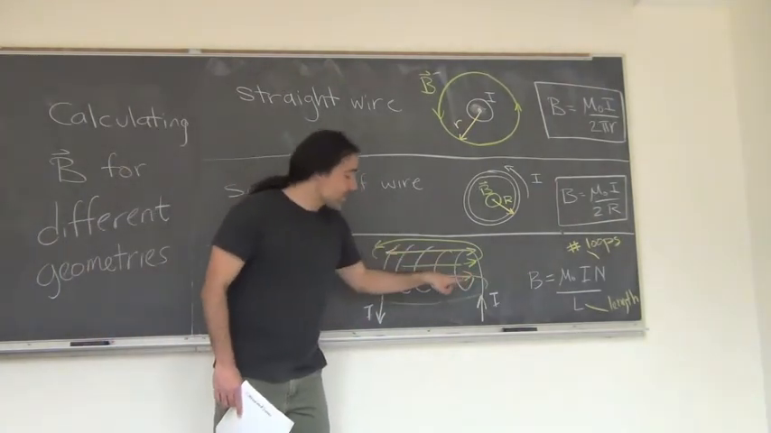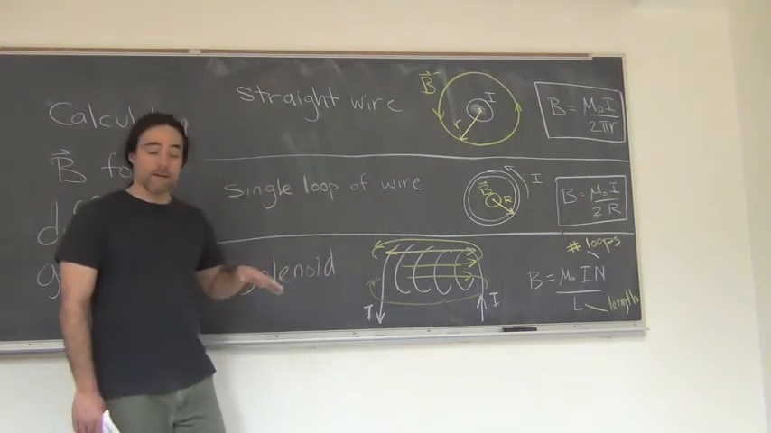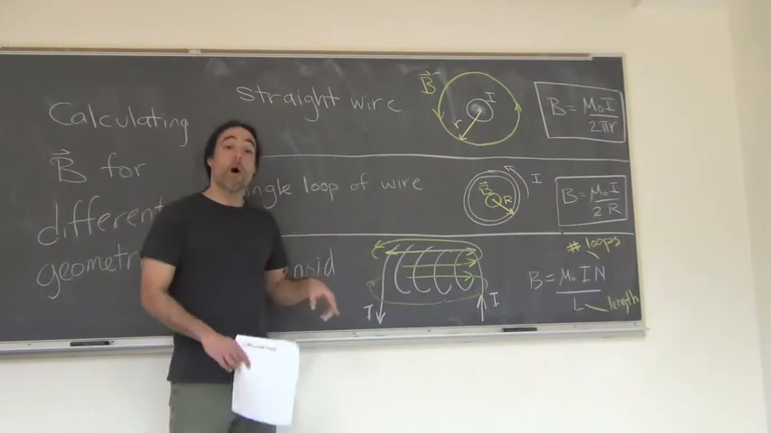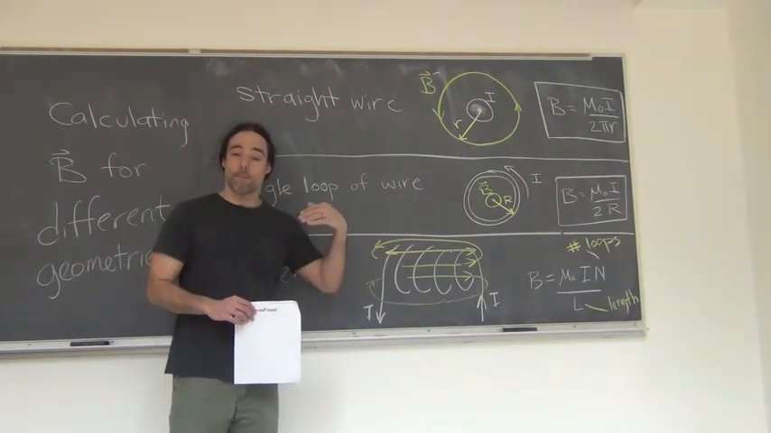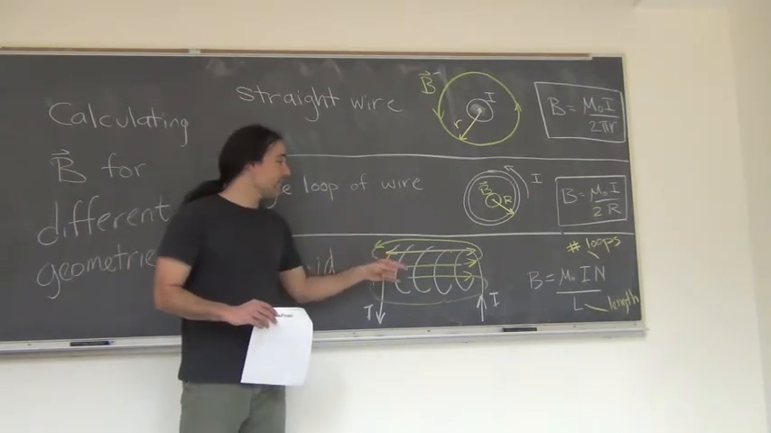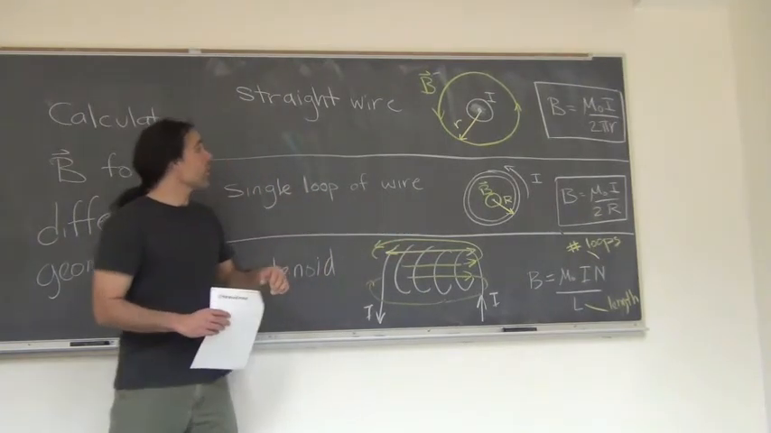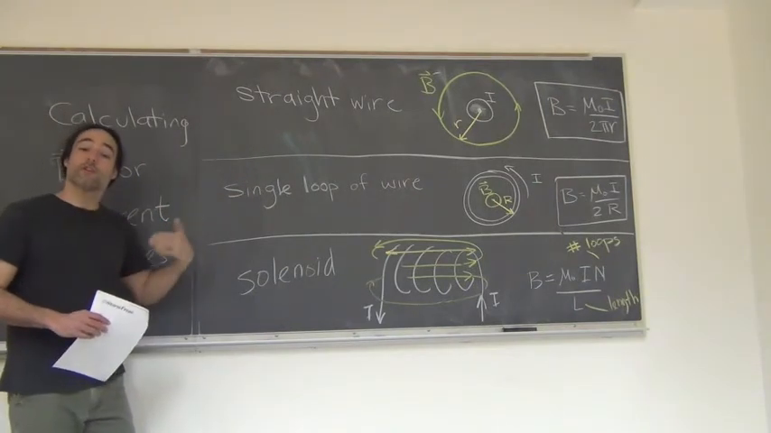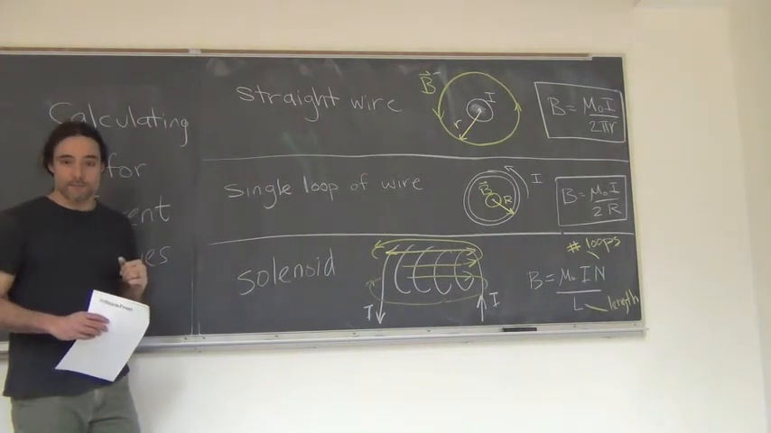I should mention that this is the magnetic field inside the solenoid. Outside the solenoid, the magnetic field is going to be fairly small, but inside, if you do the right-hand rule, the magnetic fields from all of those wires are going to combine constructively so that you get a big magnetic field on the inside, whereas they're going to cancel out on the outside. So those are our 3 geometries: a straight wire, a single loop of wire, and a solenoid. You should be able to calculate the magnetic field for each of those 3 geometries.